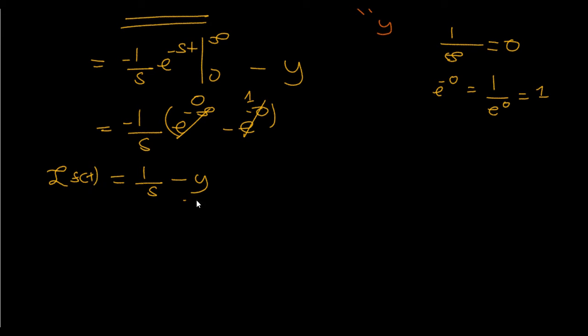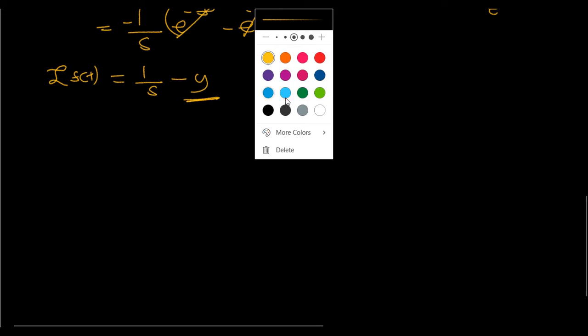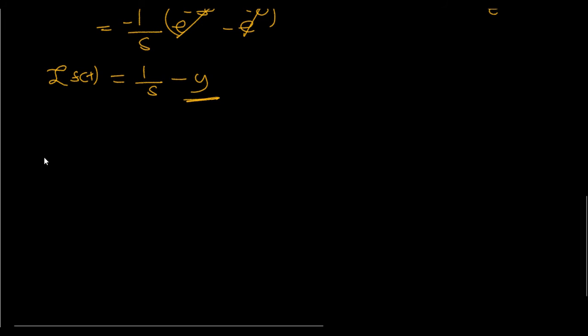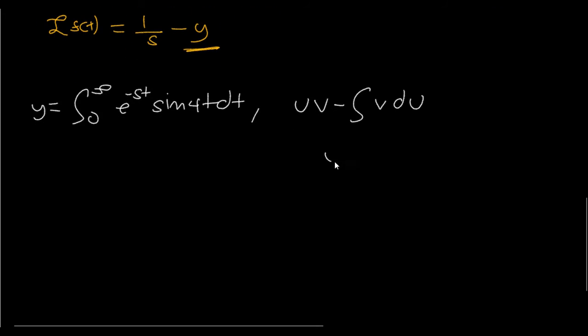Okay, so i-deal naman natin tong y. Ito yung pinakamahaba sa lahat. No? So, change ko yung color to white. So, y natin ay integral from 0 to infinity e to the negative st sine 4t dt. Okay, so integration by parts. I-recall natin yung formula ng integration by parts is uv minus integral ng v du. Okay, so normally ang nilalagay sa u ay either exponential or polynomial function. So wala naman tayong polynomial function dyan. So ilalagay natin ay yung exponential function na e to the negative st.